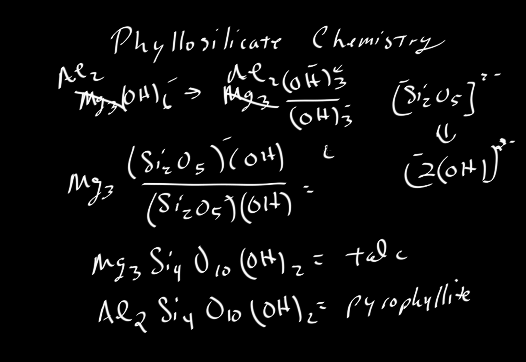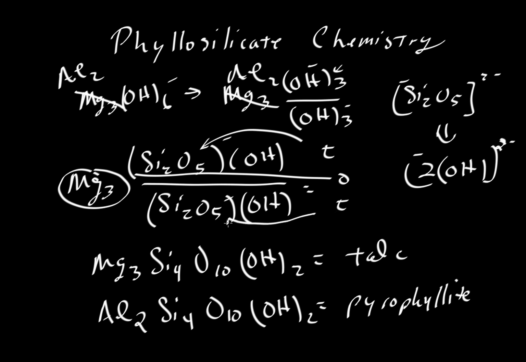So we have a tetrahedral layer here, signified by these Si2O5 units. We have an octahedral layer. These magnesiums are still in octahedral coordination. And then we have another tetrahedral unit here, as signified again by the Si2O5 units. So these are the TOT silicates.